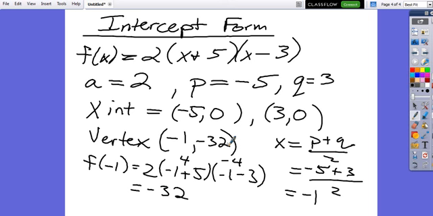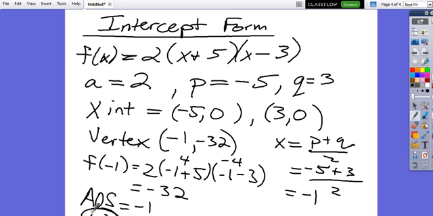Now, it's also going to ask you for your axis of symmetry. The AOS is the same as the x value of the vertex. That's -1. And finally, does this thing open up or down? Up. It opens up because the 2 is the a value, and that's positive, so it opens up.